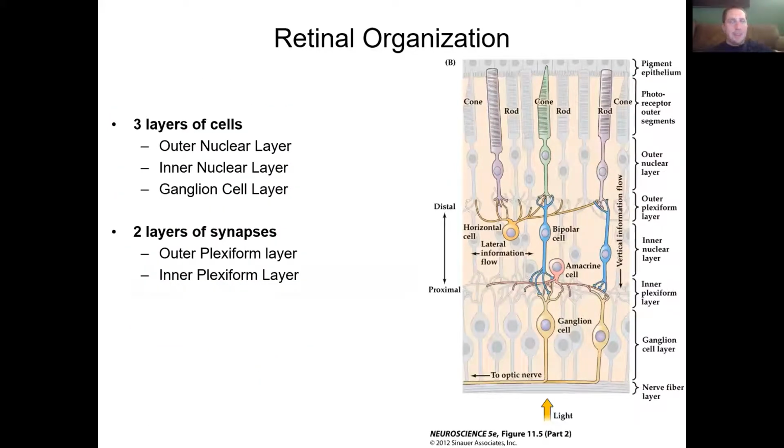And it looks like a bit of a mess, but the retina is a nicely layered structure. So there's 3 layers of cells. The outermost layer is the outer nuclear layer. Then the next layer is the inner nuclear layer. And then finally, the ganglion cell layer. And between each of these layers of cells are layers of synapses where all these cells connect to each other. So these photoreceptors connect to the bipolar cells in the outer plexiform layer, and then the bipolar cells connect to the ganglion cells in the inner plexiform layer.